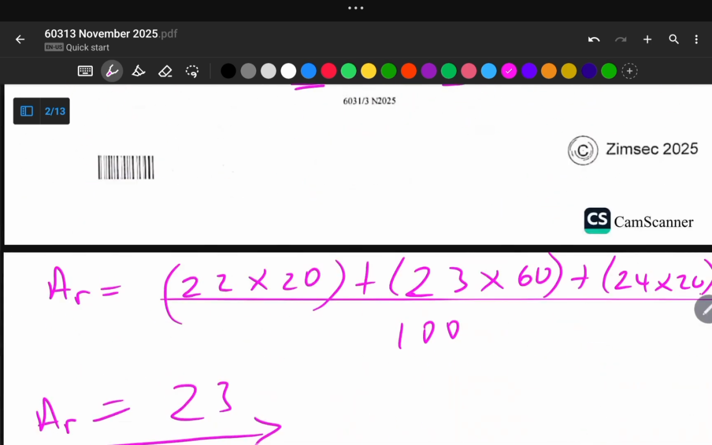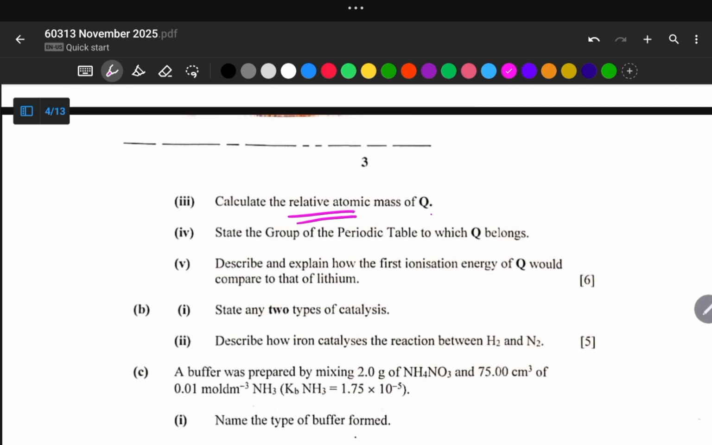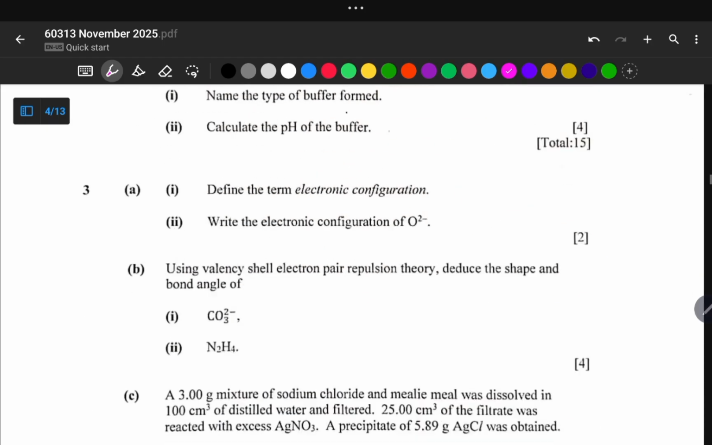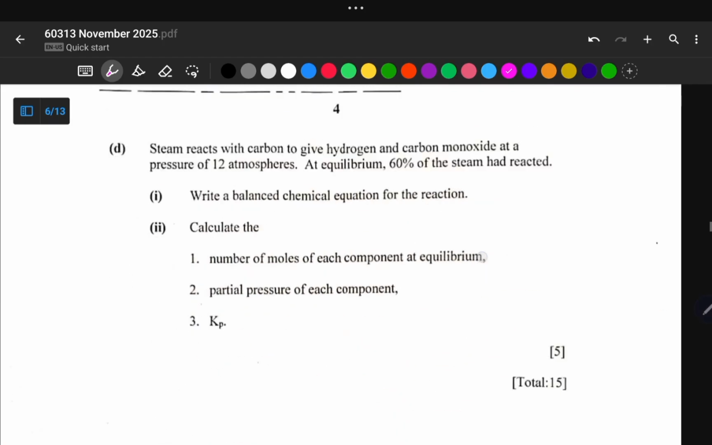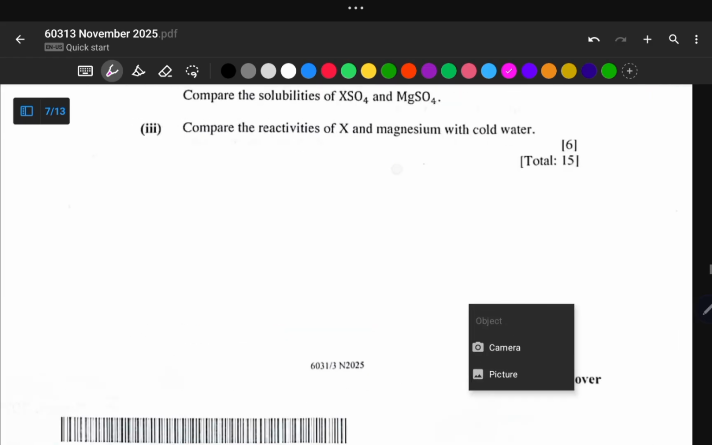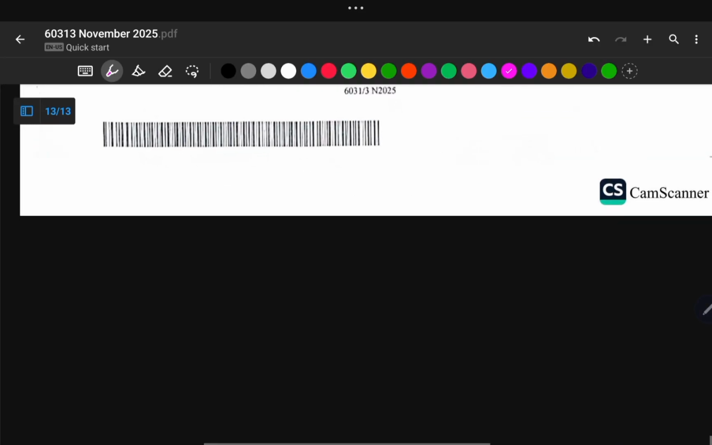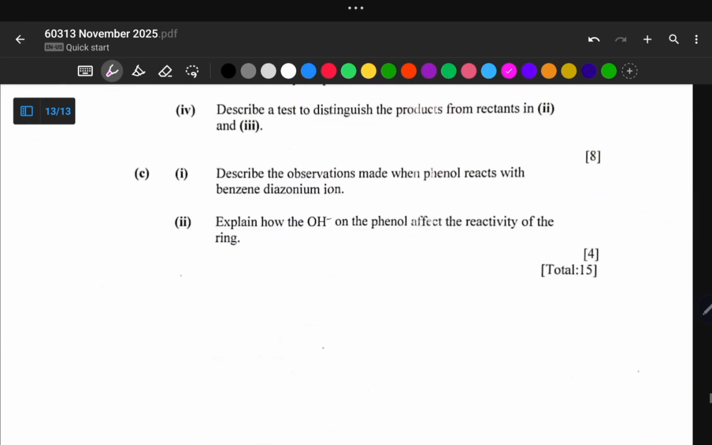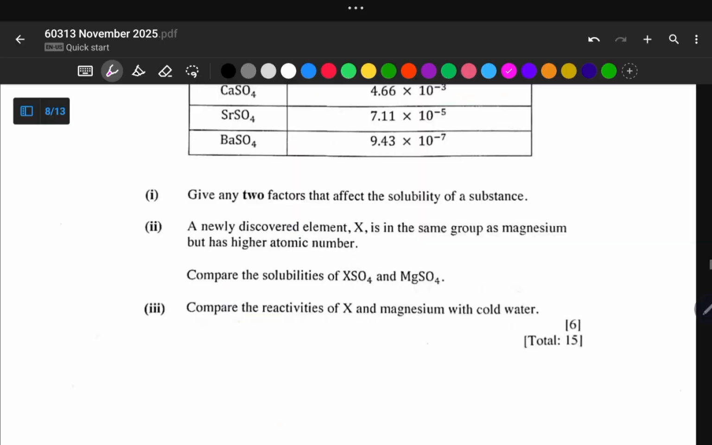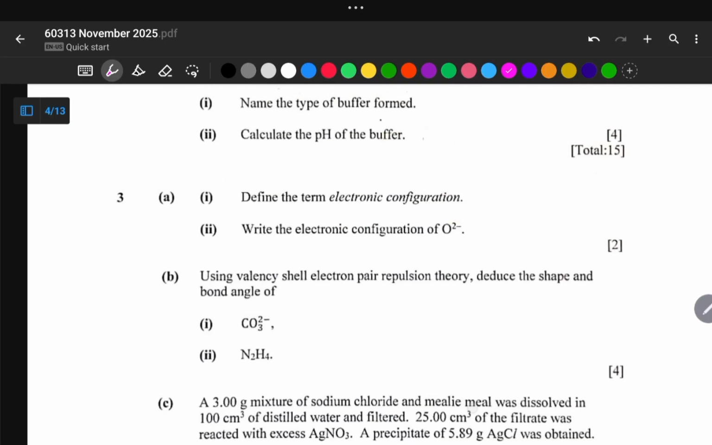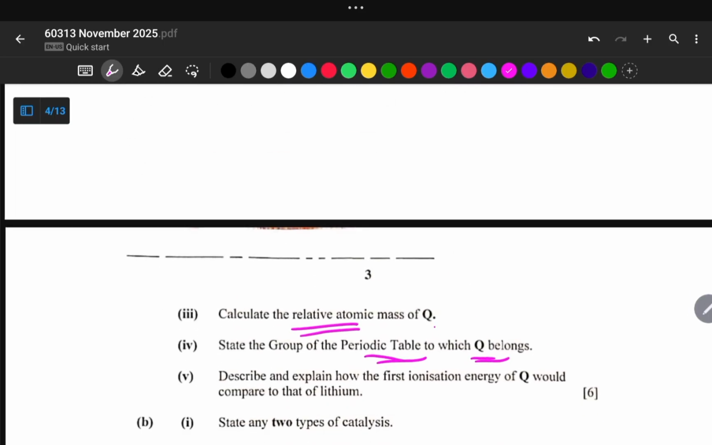And then we go on to the next equation. The next question says, state the group number of the periodic table to which Q belongs. So we go to the periodic table, so that we can identify the element with a mass of 23. You should know the first elements by heart. Here the periodic table is not given, so obviously it is sodium, with the Ar of this one. This one is sodium, but I just wanted to show you how we are going to deduce.